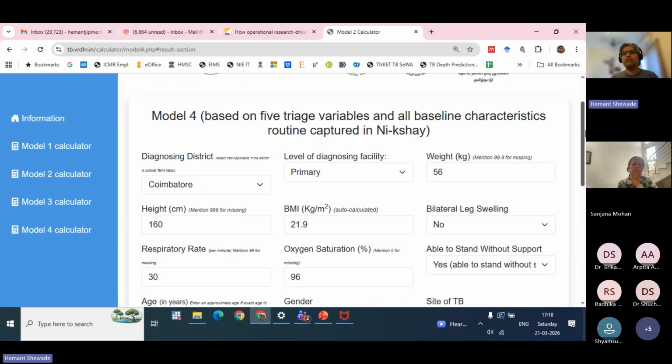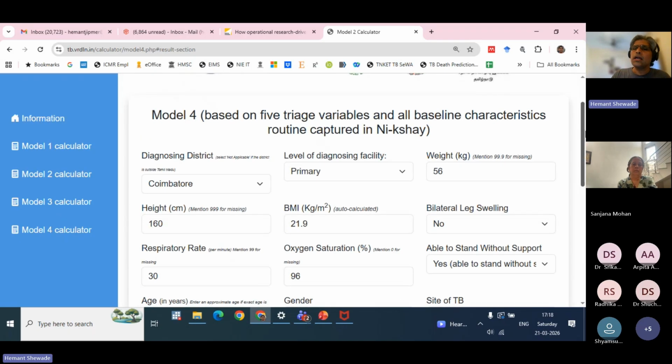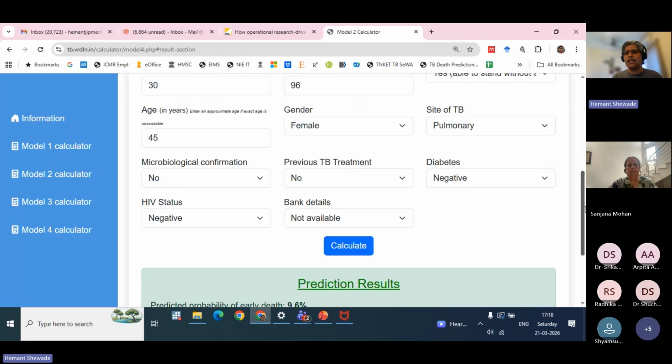These are based on 55,000 TB patients that were notified in Tamil Nadu between July 2022 and June 2023, using the baseline data of triage variables, mixture variables, and their outcomes that we have. We developed the prediction model and put the prediction equation in the back end. So what one can do is play around with this and identify a cutoff.